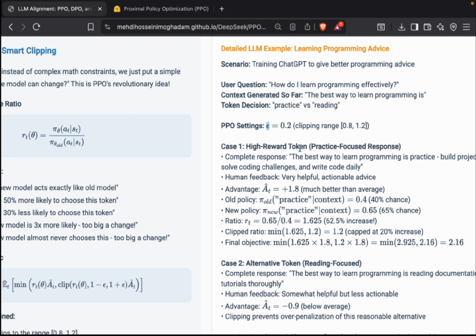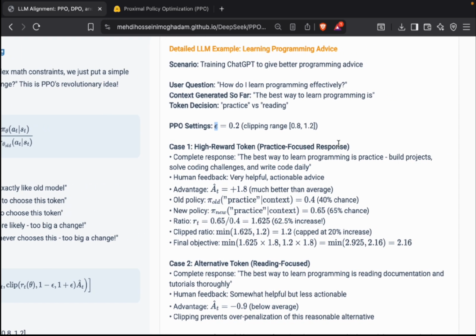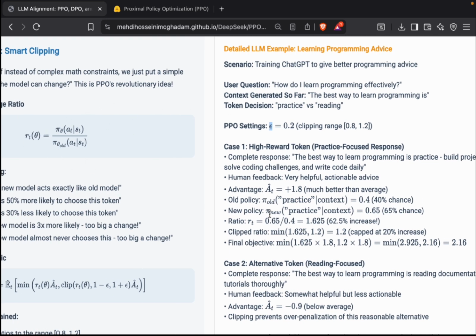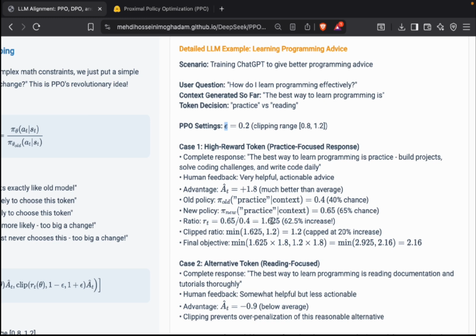Case one, high reward token, practice focused response. Imagine the complete response would be: the best way to learn programming is practice, build projects, solve coding challenges, and write code daily, and so on. So human feedback would be very useful, actionable advice, and perfect. So the advantage is 1.8, much better than average. The old policy is 30% chance, and imagine the new policy would be 65% chance. If we calculate the ratio, it would be 1.625, which means a 62% increase.